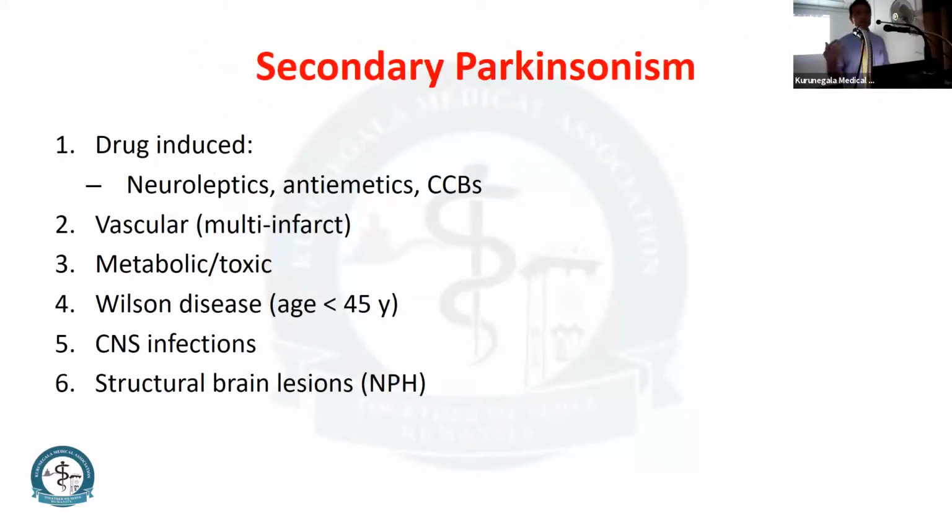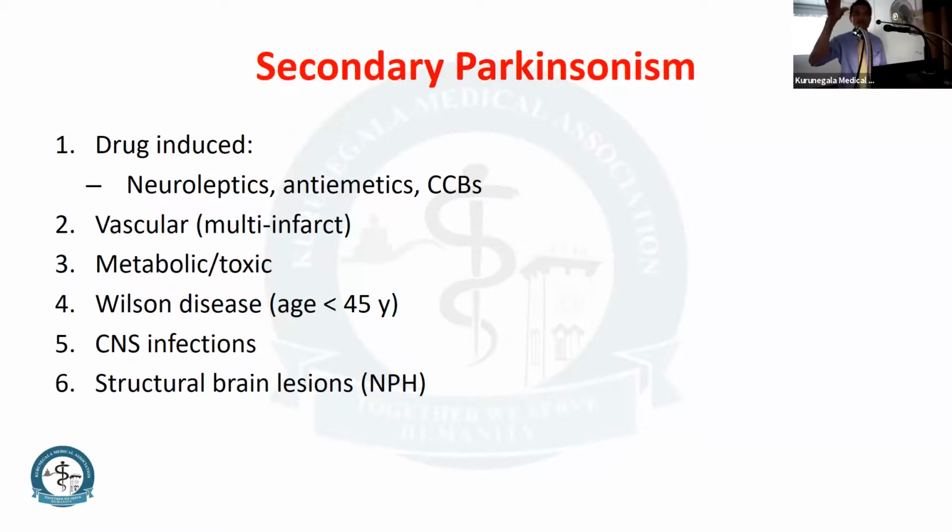Secondary Parkinsonism, very important that you remember this. Medication, drugs are the biggest culprit of secondary Parkinsonism. So neuroleptics, so ask for a psychiatric history, neuroleptics, anti-emetics like metoclopramide, calcium channel blockers. For migraine, some people give flunarizine. With flunarizine, you get Parkinsonism, so watch out for that.